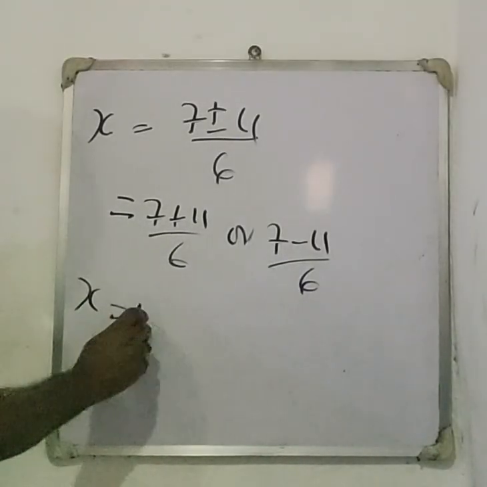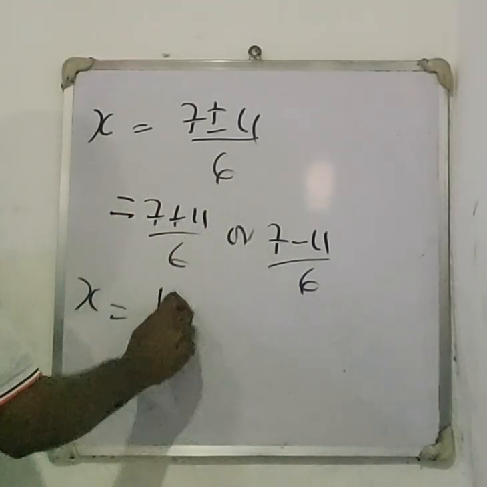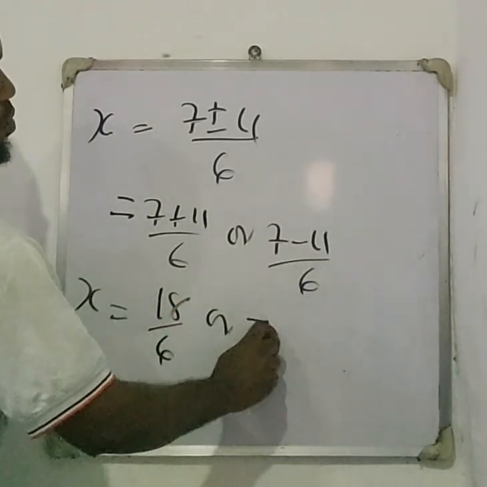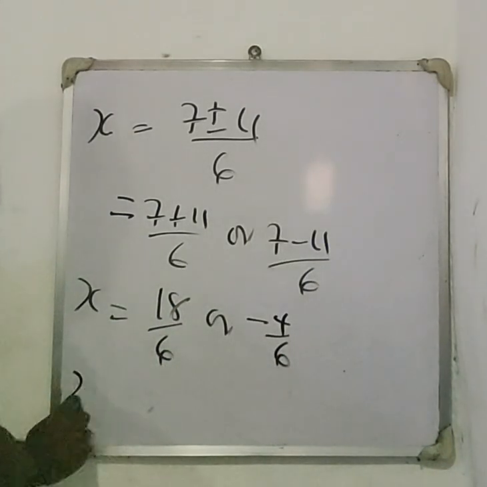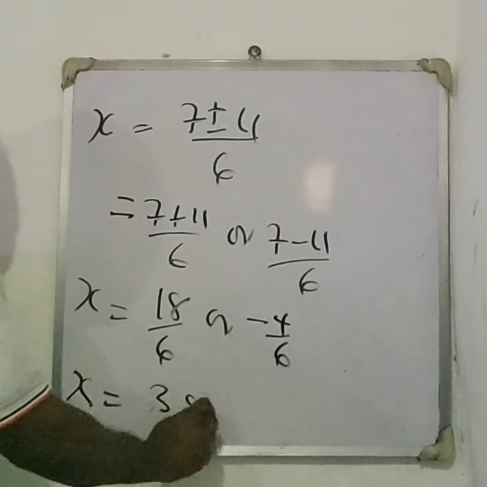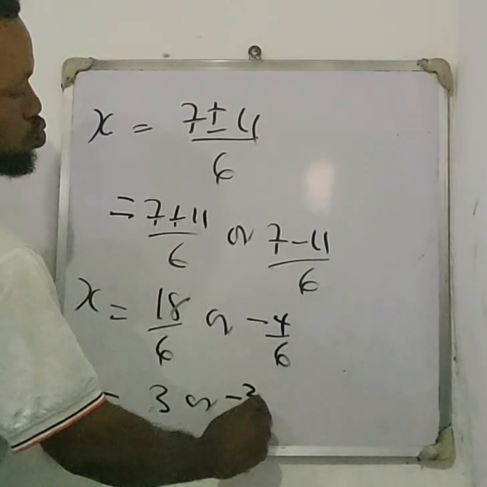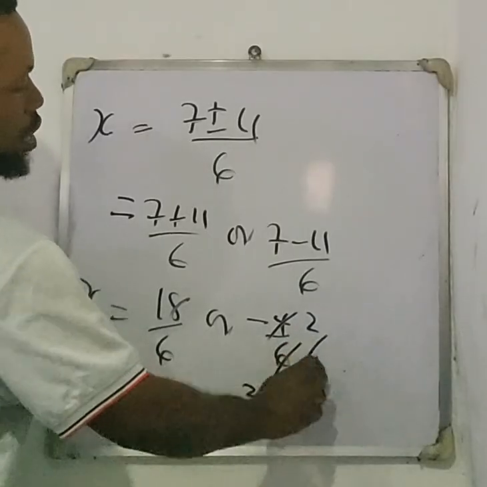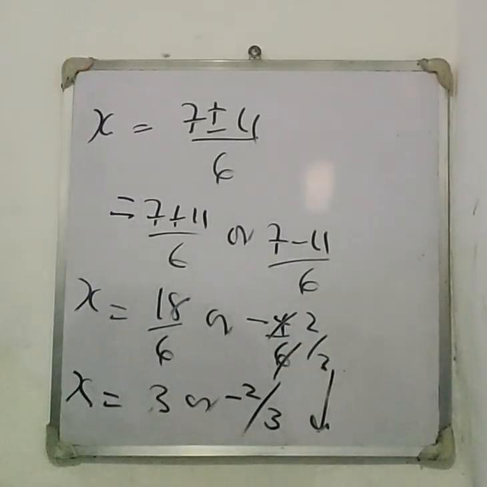Then you say x equals this plus this will give us 18 over 6, or this minus this will give us minus 4 over 6. So therefore, our x equals 3 or minus 2 over 3. That is 2 here, 2, 2 here, 3. That is how you solve a quadratic equation using the completing the square method.